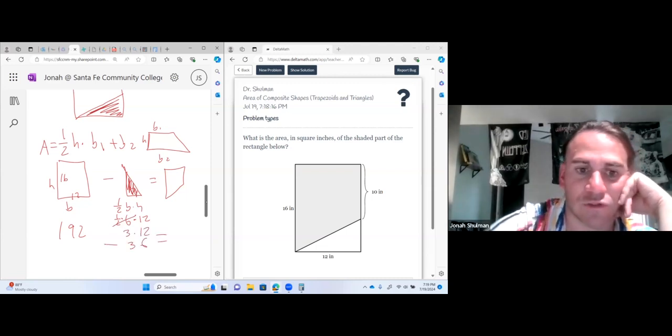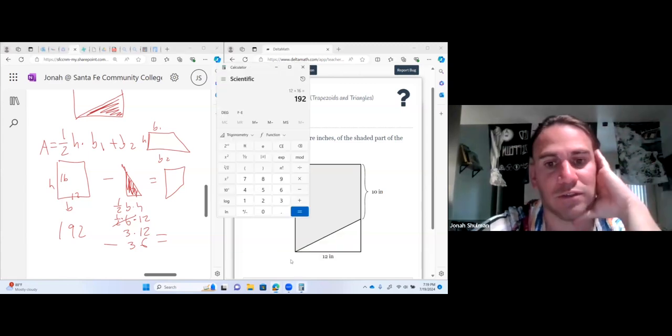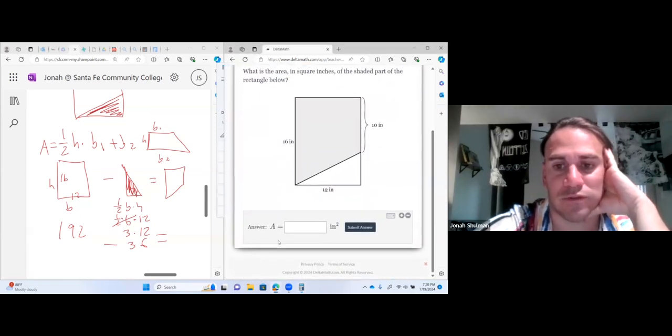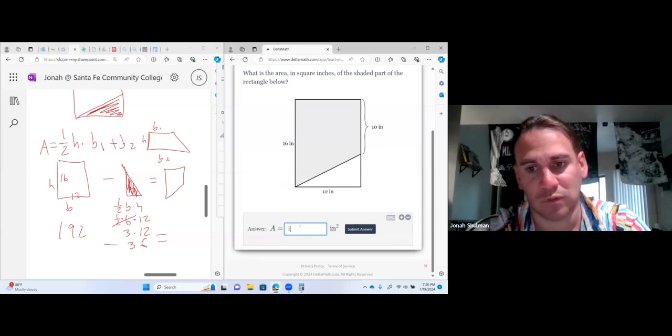So we just subtract the two pieces, and that's how we get the composite shape. These problems come up all the time. Oops, 156 is the answer. So just take your time, try your best, and you'll get the right answer.